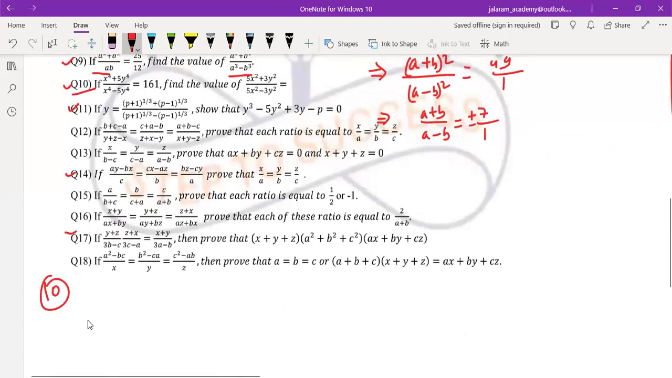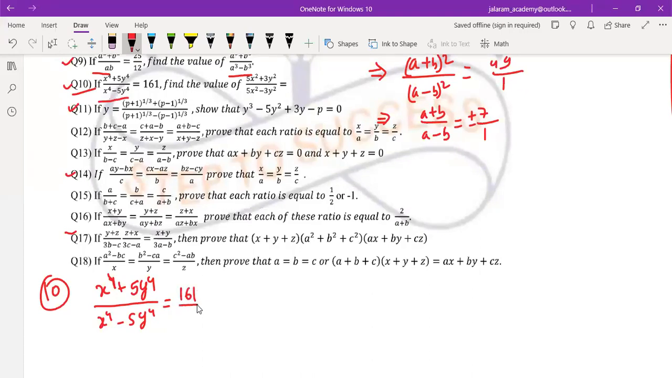Almost the question of the same type. Given that (x^4 + 5y^4)/(x^4 - 5y^4) = 161/1, we have to find (5x^2 + 3y^2).